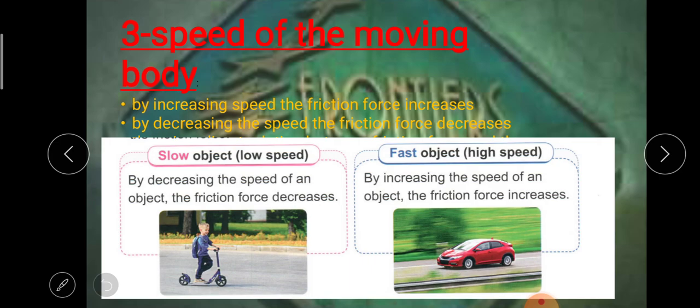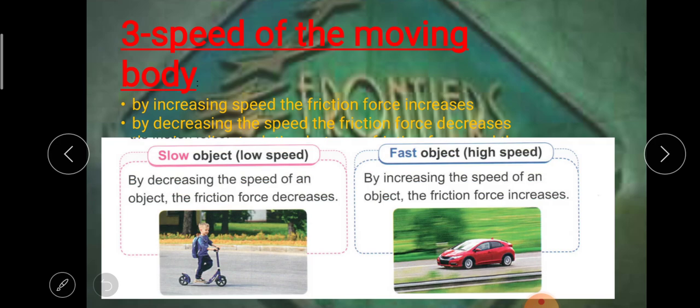When will the friction force be more? Yes, if you rub both your hands together fast. So by increasing the speed, the friction force will increase, and by decreasing the speed, the friction force will decrease. So again, between the speed and the friction force, there is a what? A direct relationship. Excellent. And what does direct relationship mean? It means if the speed increases, the friction force will increase, and if the speed decreases, the friction force will decrease.